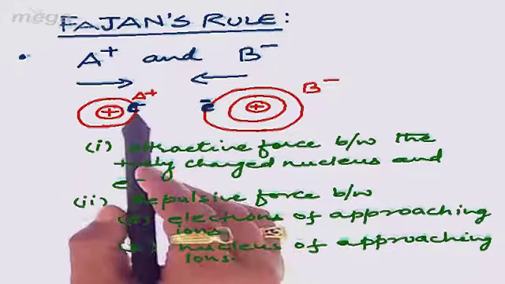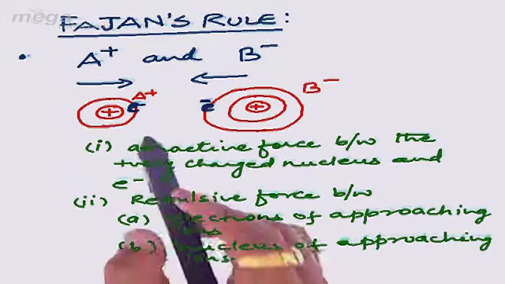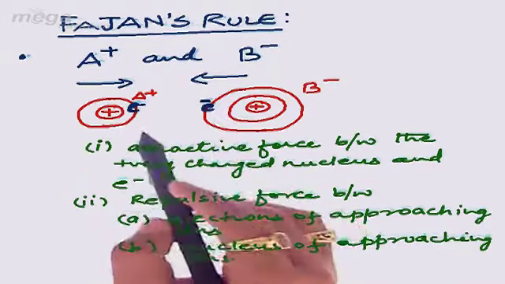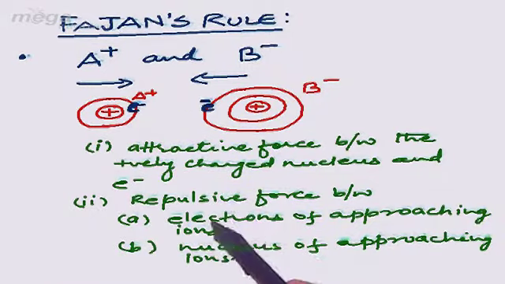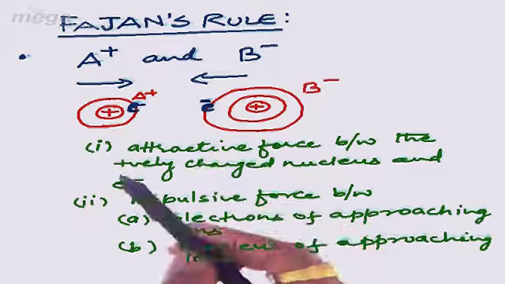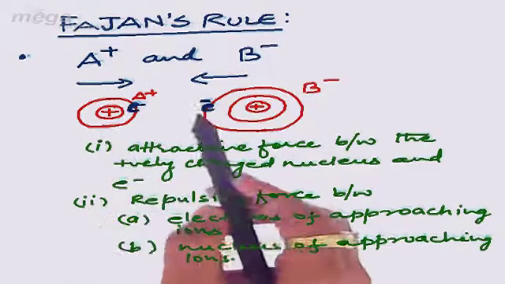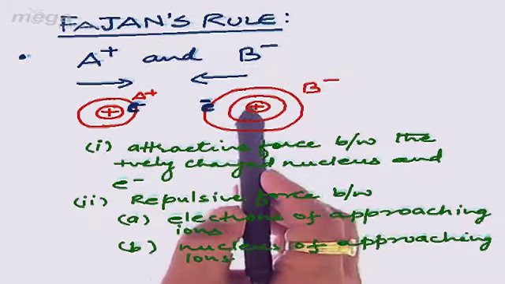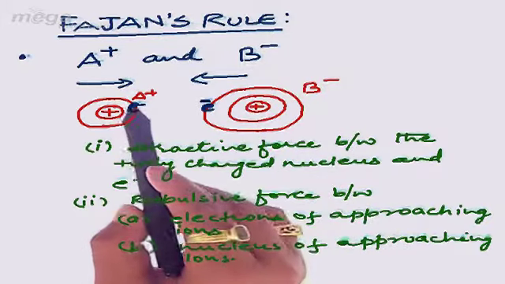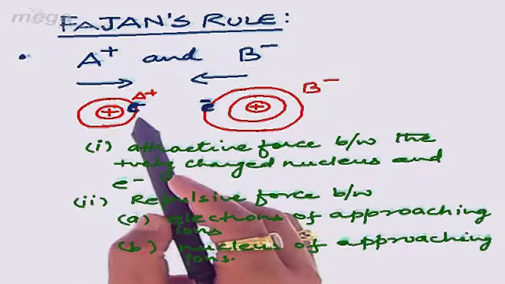Now, these different types of forces will lead to distortion in the shape of both the ions. Due to these repulsions or attractions, A positive will try to distort or change the shape of B negative, and similarly B negative will also try to distort or change the shape of A positive.